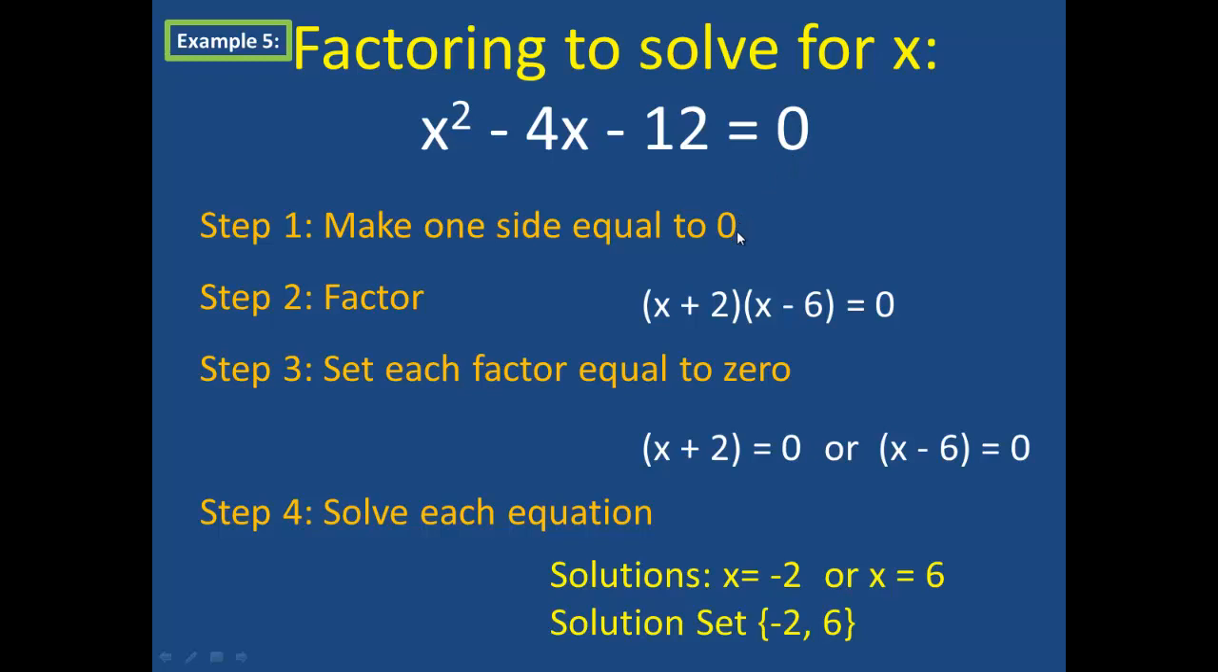So again, we make one side equal to 0. We then factor, and when I factor this trinomial, I get two binomials, x plus 2 times x minus 6. And this is all equal to 0. So I set each of these binomial factors equal to 0. That gives me x plus 2 equals 0. When I solve this one, I get x equals -2. And I get x minus 6 equals 0, and when I solve this one, I get x is equal to positive 6. So my solution set contains the numbers negative 2 and 6.